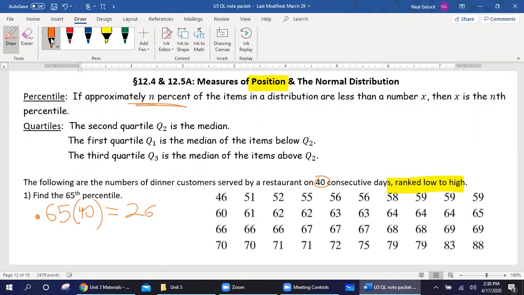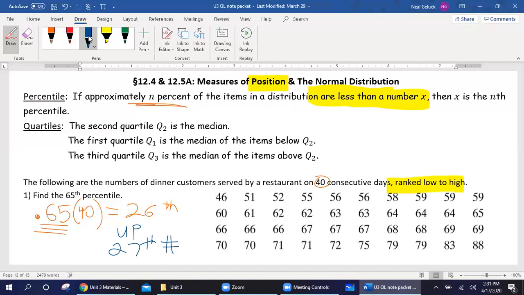This is saying that the 26th value represents 65% of the numbers at that number or lower. Percentile, though, is how many are less than some number. So if you get a whole number when you do this multiplication, you have to take it up to the next number. So I'm going to go up to the 27th number. Now, what does this mean?